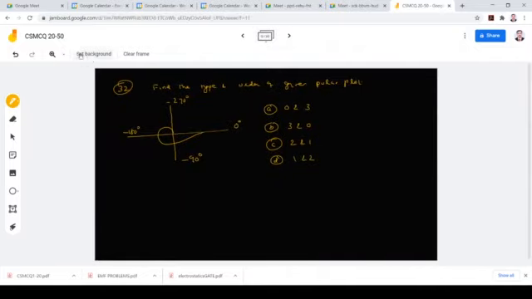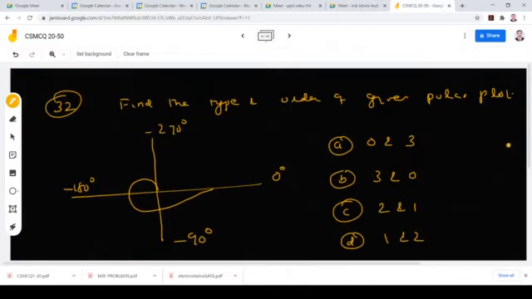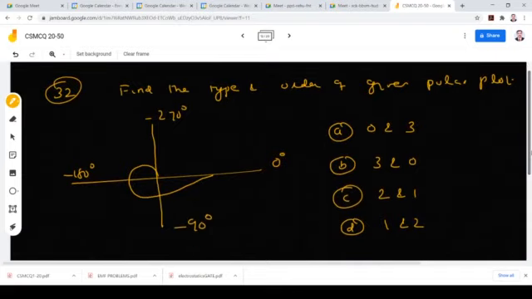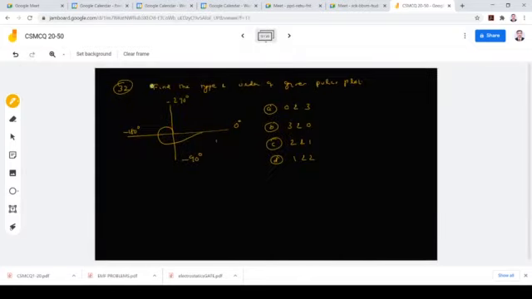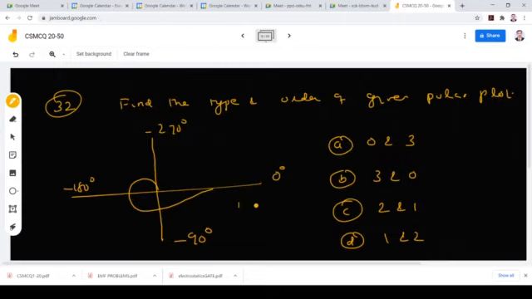Next one. Here they ask to find the type and order of a given polar plot. The starting point indicates type, and the end point indicates order. This is starting in this quadrant. If it starts in this quadrant, this indicates type 0. We just saw this area is type 0, so if you have any doubt, please see. Here only this diagram starts, so it is type 0.